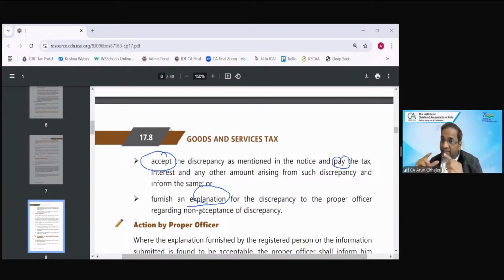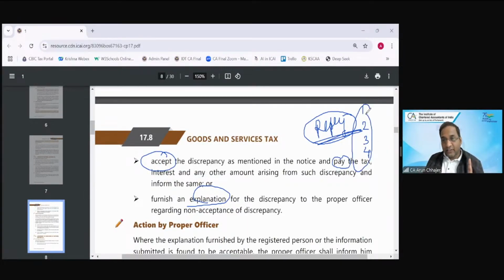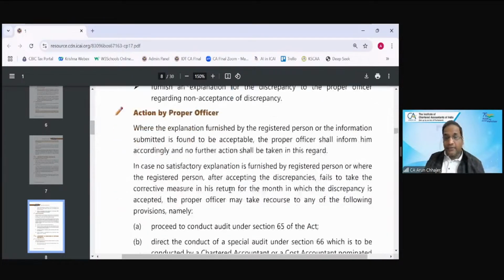So whatever the reason, if he is under the impression that he does not require to pay any additional tax, then he can give the explanation. But yes, a reply has to be given. Why? Because if the reply has not been given by the taxpayer, then the officer can take any action out of the four. What are the four points? What are the four things that the proper officer can take action on?